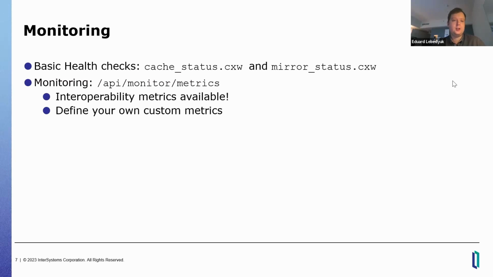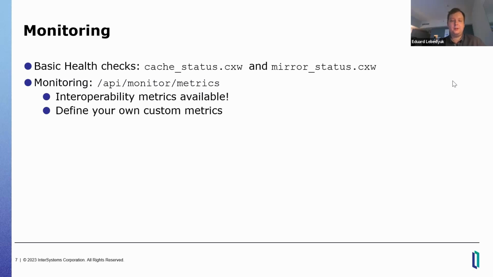And finally, there is a monitor API now available. Well, okay, it's been available for a few years already. And now recently it has interoperability metrics added. And also it provides a very easy support for your own custom metrics. You just need to define an implementation of metrics collection. No way around that, I'm afraid. But after that, they would be added and available at the same place.